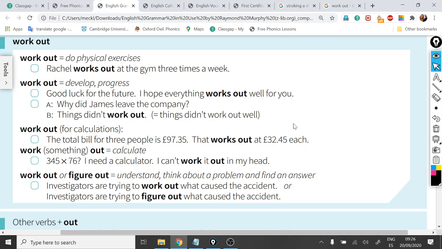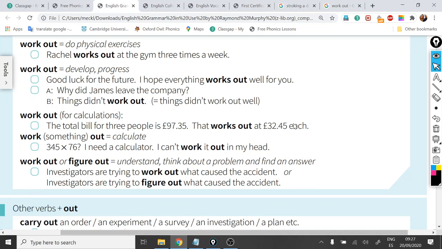Workout also, we use it with money or with numbers in general. So you can say, for example, cooking at home works out cheaper than eating out, for example, yeah? So basically we use this one to talk about money, numbers, okay?